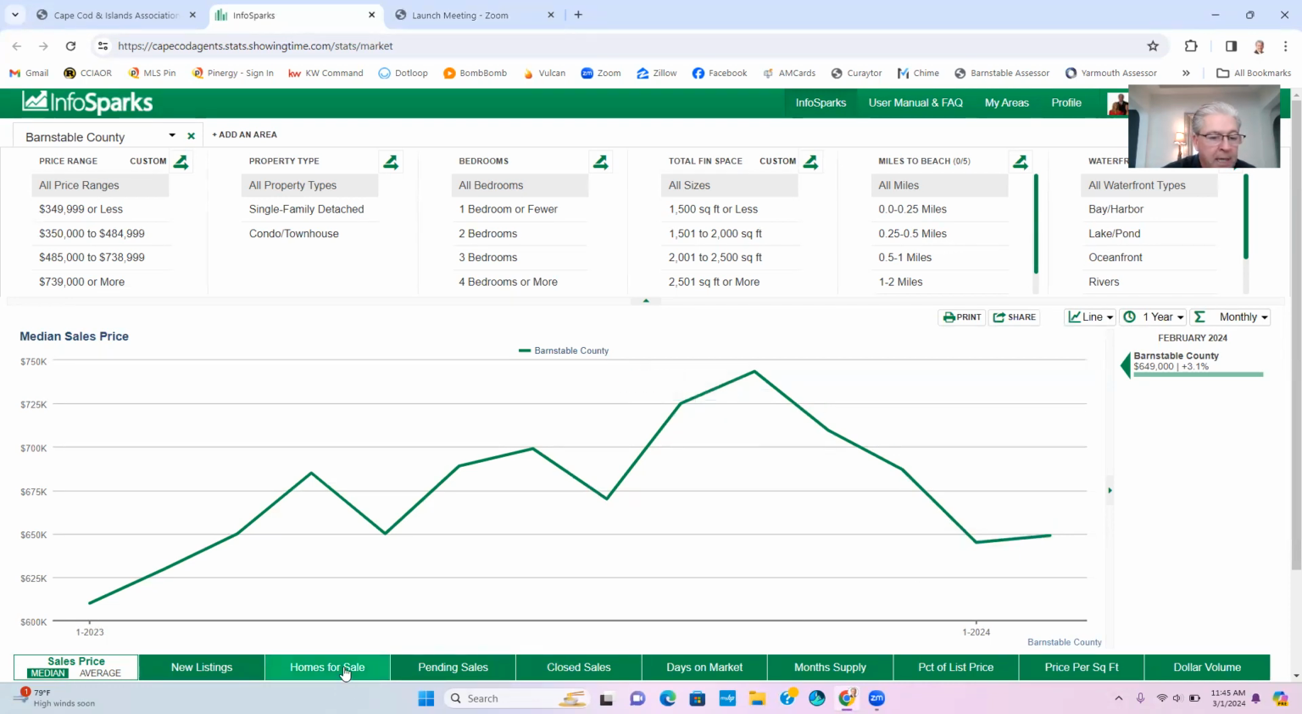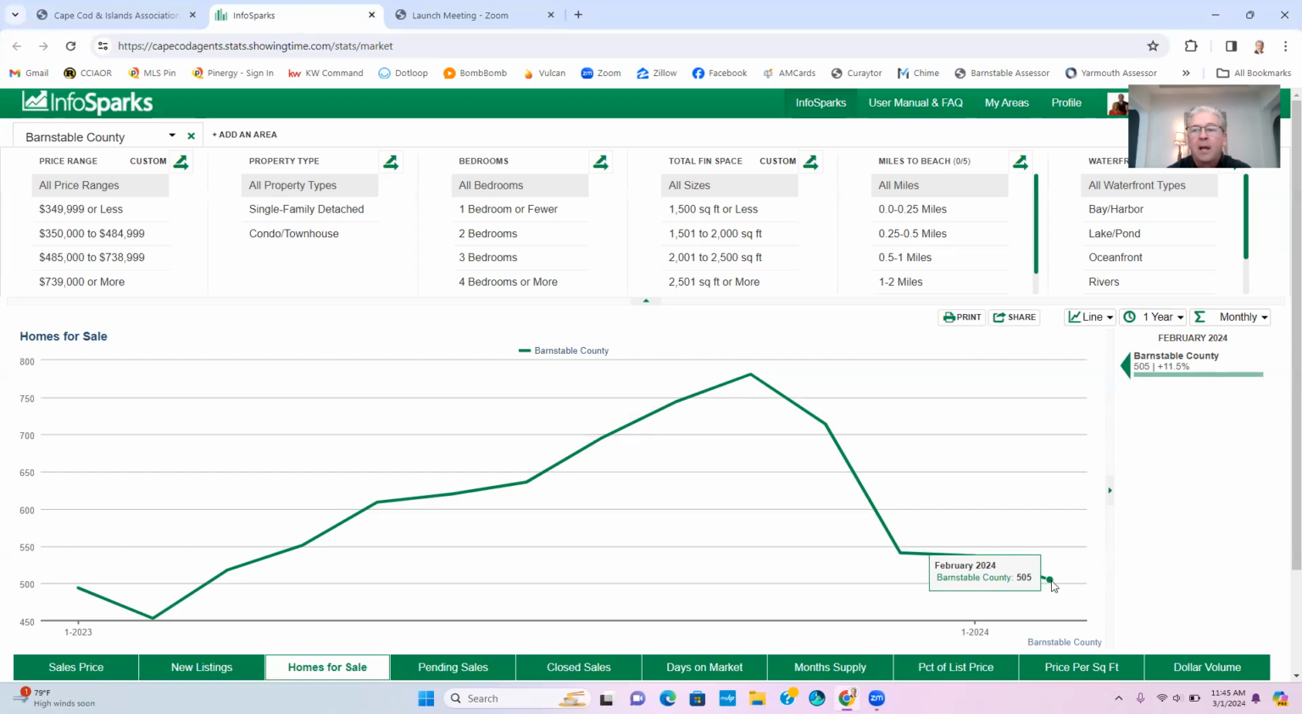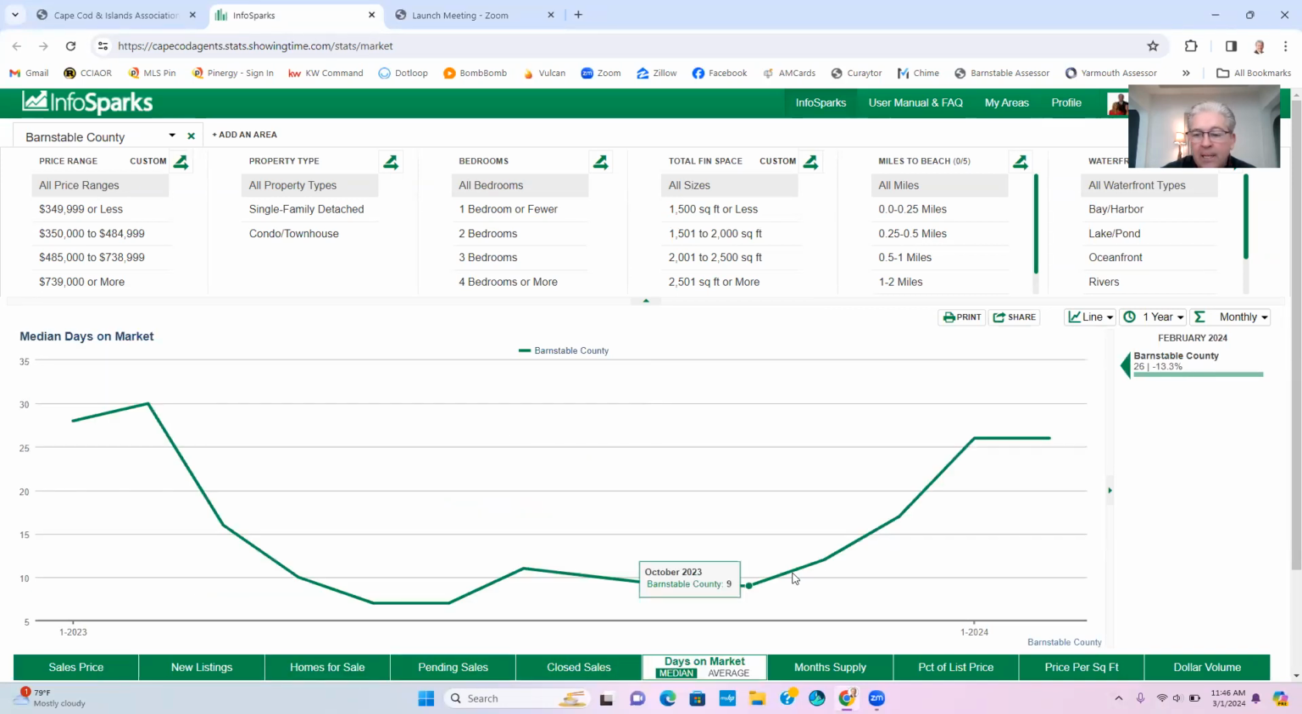So the next sector we want to talk about is homes for sale. That includes residential homes, raw land, and condominiums. For February, it was 505. And for January, it was 537. So we took a little dip there on properties on the market by 32 properties. So we went down 32 properties from January to February to 505.